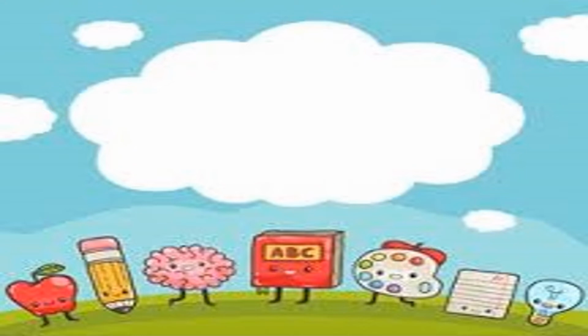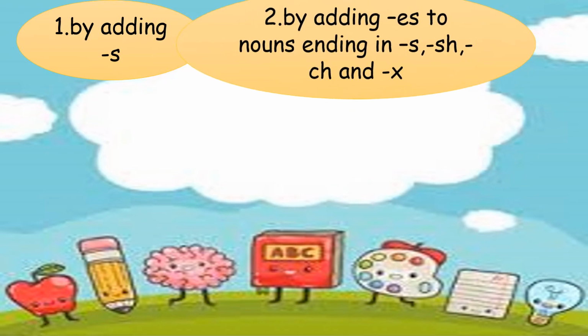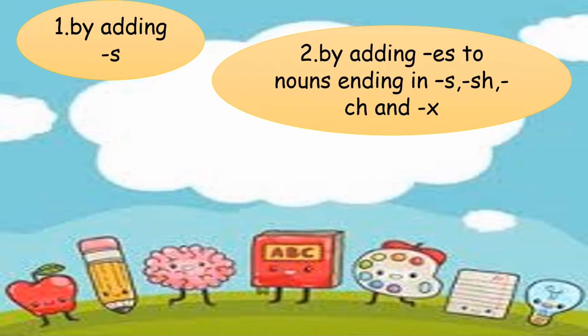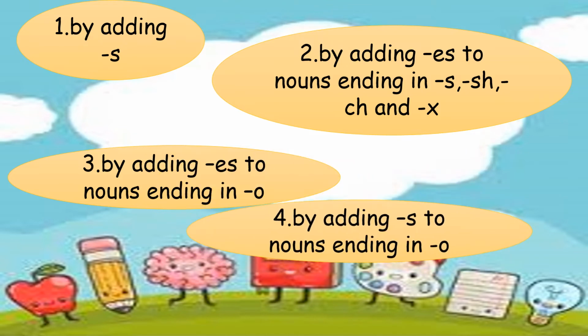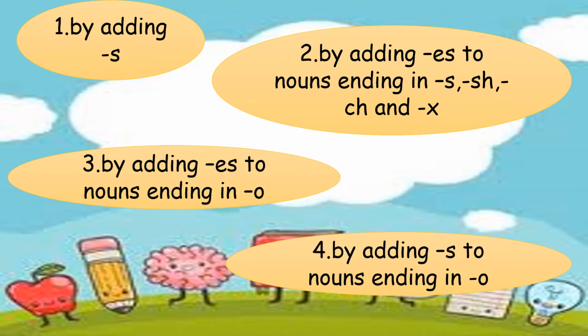Now, before we move on to rules number 5, 6, 7, 8, and 9, let us revise first the first 4 rules or ways in forming the plural nouns. The first one is by adding the letter S. Number 2, by adding ES to nouns ending in S, SH, CH, and X. Number 3, by adding ES to nouns ending in O. Number 4, by adding S to nouns ending in O. 3 and 4, you have to remember, not all nouns ending in O, you add ES. There are also nouns ending in O, you just add the letter S to form the plural.